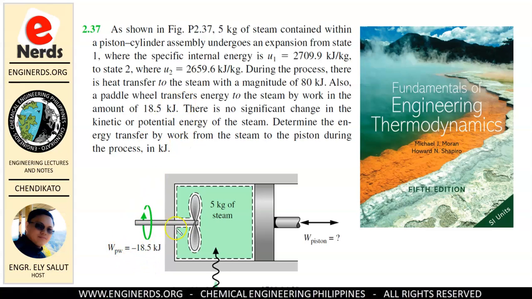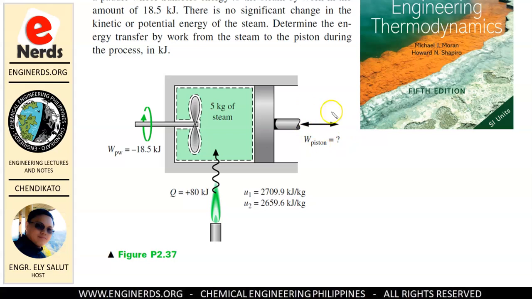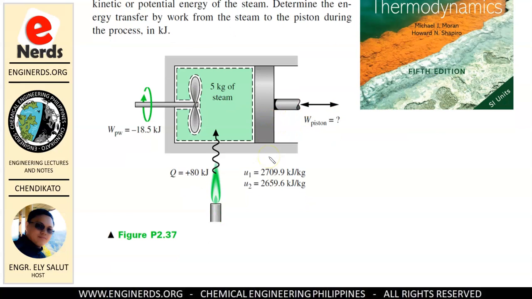So, the point here now is that there is a work, okay, produced by the paddle wheel which is equal to 18.5 kilojoules. There is no significant change in the kinetic or potential energy of the steam. Determine the energy transfer by work from the steam to the piston during the process in kilojoules. So, ito yung ating requirement. What is the work done by the piston or done on the piston? Okay, so yan ang ating i-determine.